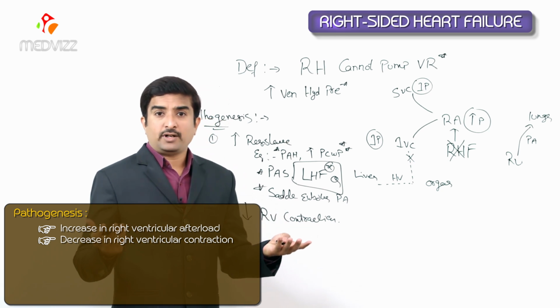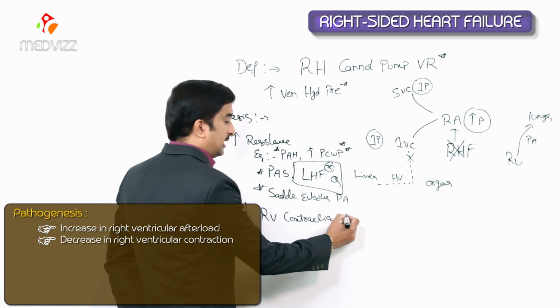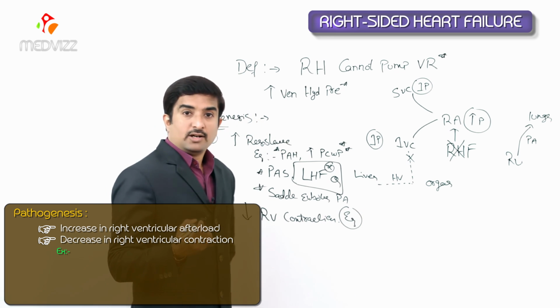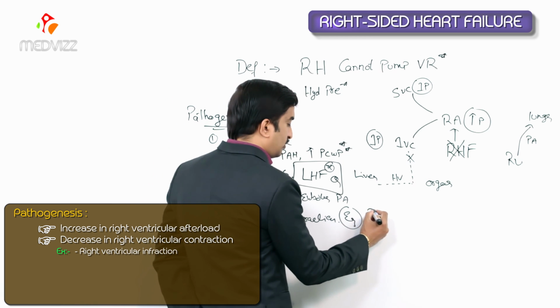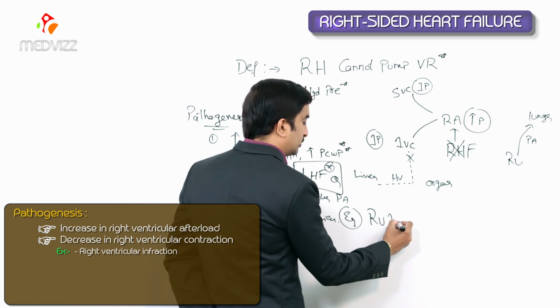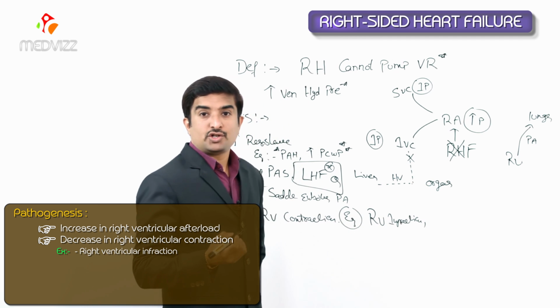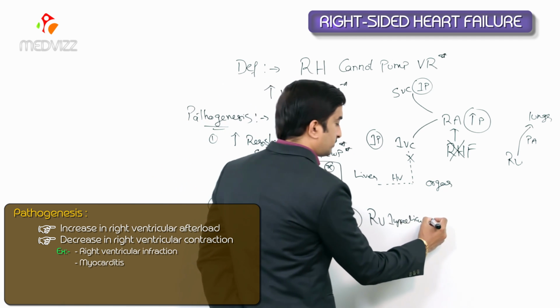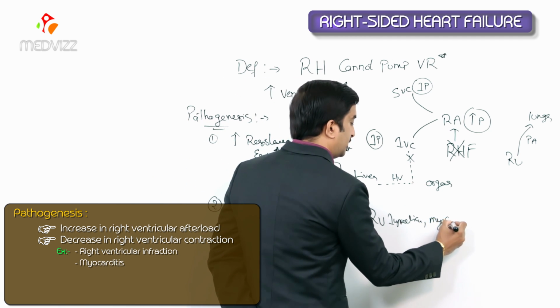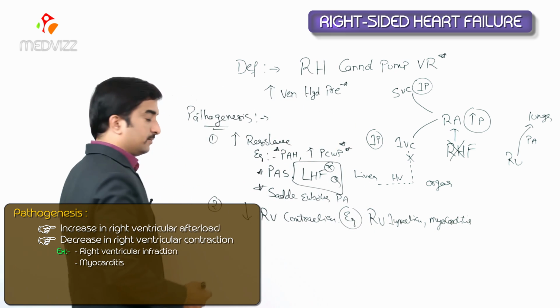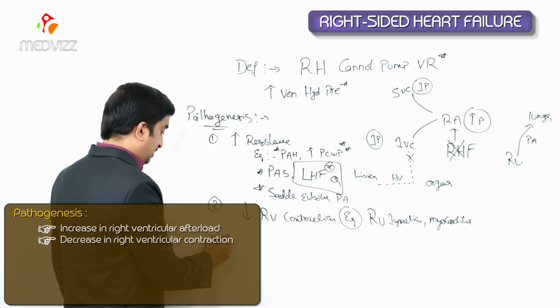The decreased right ventricular contraction may be seen in conditions like right ventricular infarction, or it may be due to myocarditis. This is the second mechanism. And next is the third mechanism.